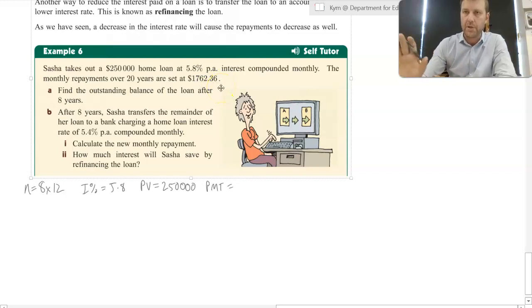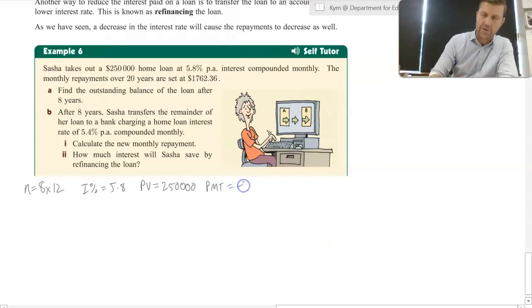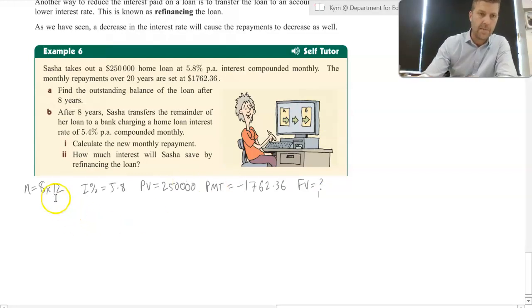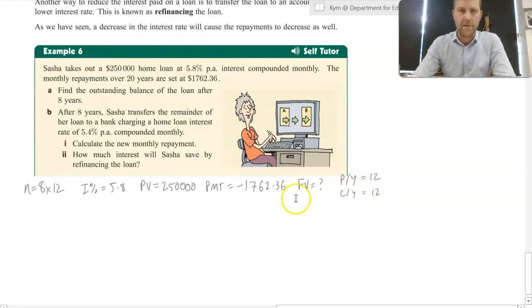$1,762.36. But this is really important: you put in a negative value into your graphics calculator, because it is an amount you are paying into that account. So minus $1,762.36. We actually now want to determine what the future value of the loan will be after 8 years, okay? After the number of periods being 8 times 12, with PY and CY both being 12, because we are making 12 payments a year, and there are 12 compound periods per year, because they are both happening every month.